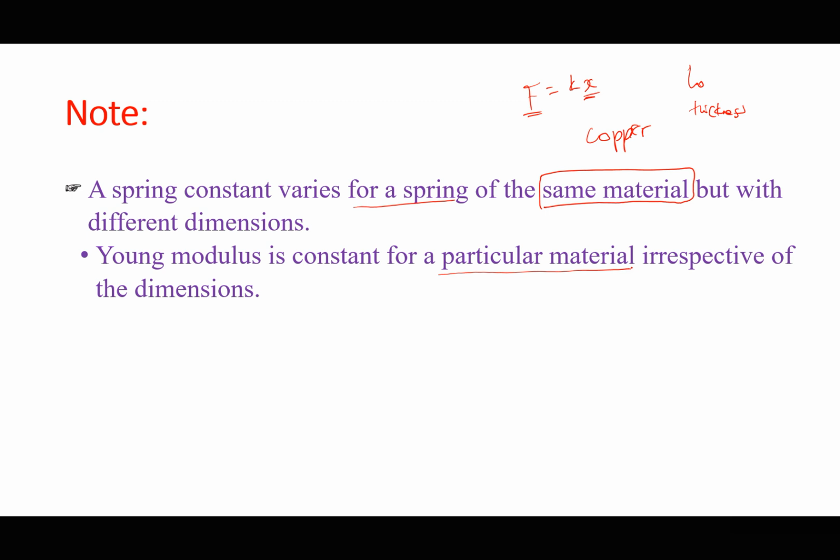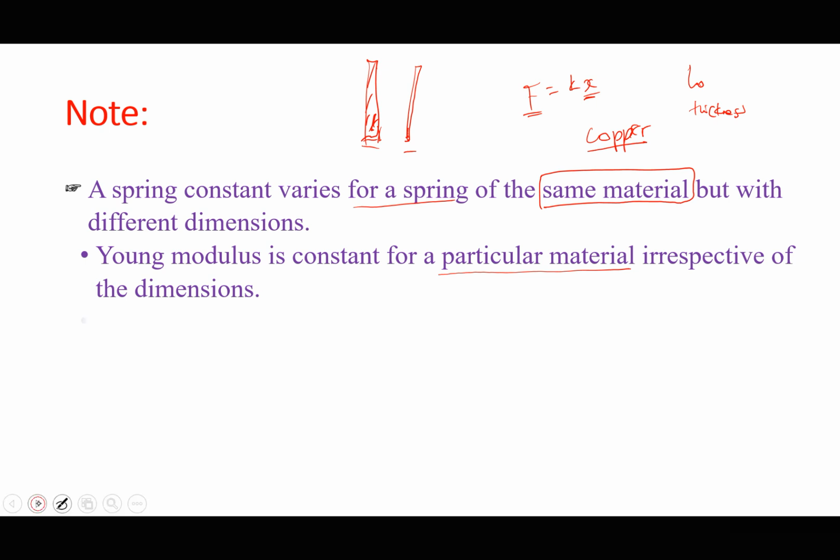The force constant can be different for the same material, for example, two wires from the same material but having different dimensions. If I have a very thick wire and a very thin wire, both made from copper, the force constant for the thick wire is going to be bigger than the force constant for the thinner wire. However, the Young modulus does not depend on the dimensions of the material. Therefore, the Young modulus for these two will be the same, even when the force constants are different.